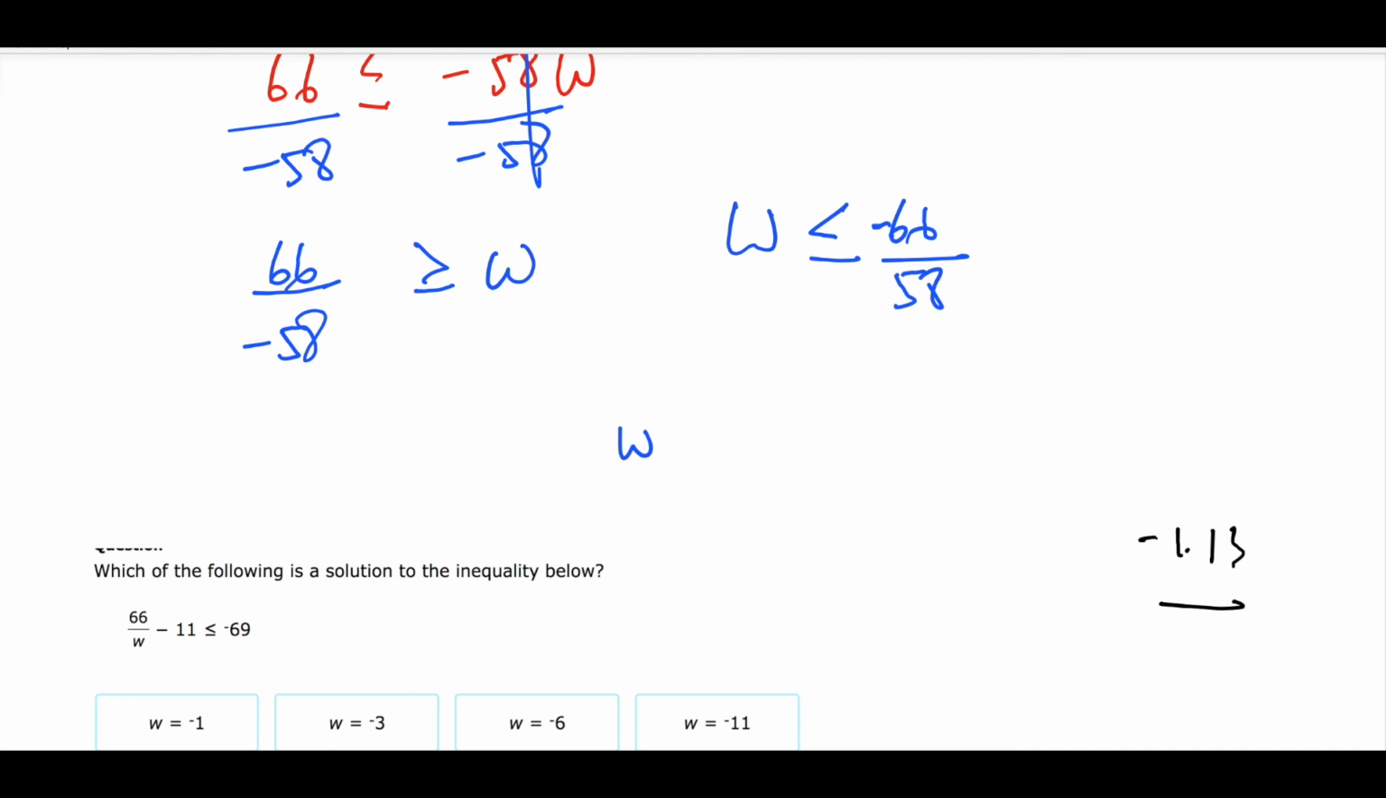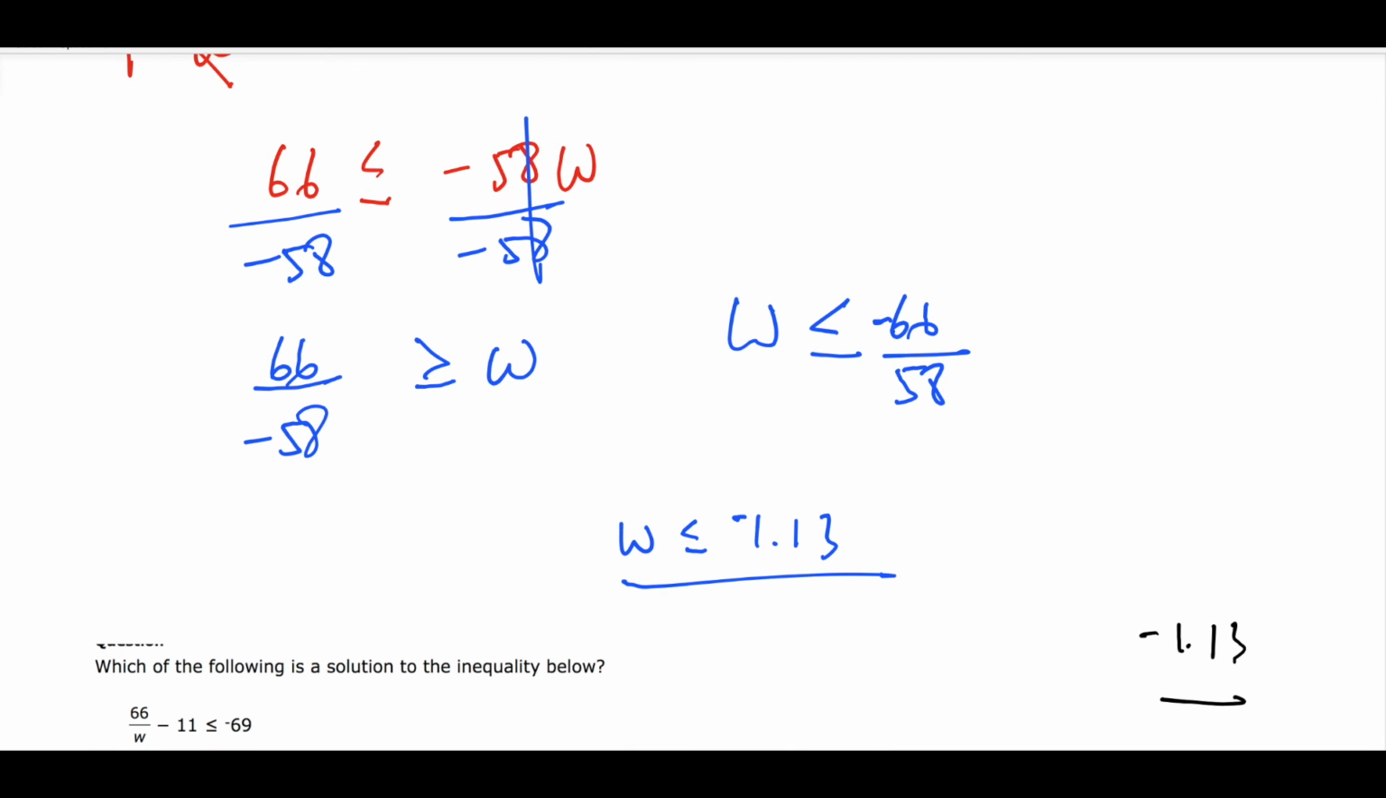But also, for this to be true, without doing that, wouldn't W have to be negative? Because then it has to be negative times negative in order to be greater. Look, if 66 is less than negative 58W, wouldn't W have to be negative? Because if this was positive, then it would equal a negative. So how could it be true? Wouldn't W have to be negative?